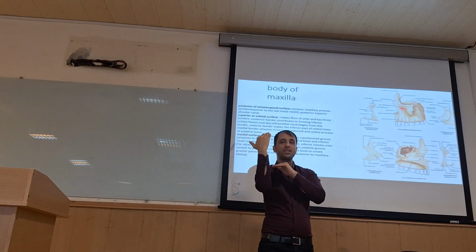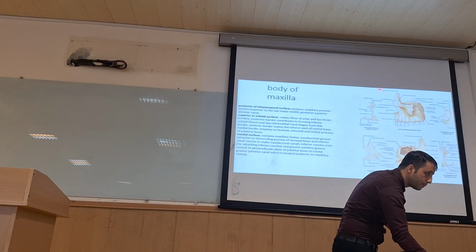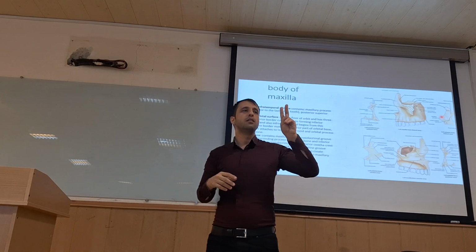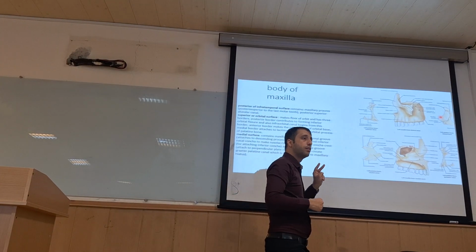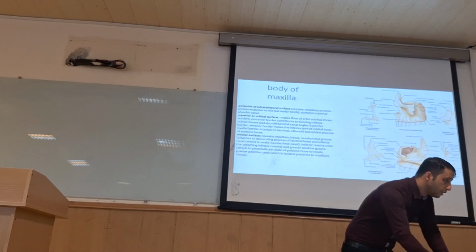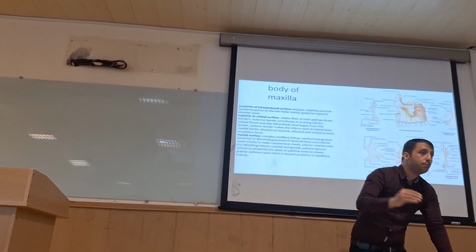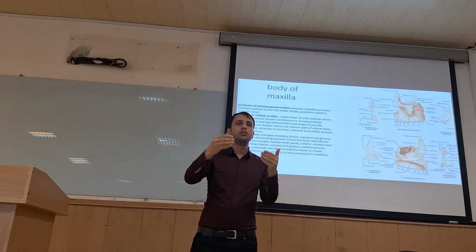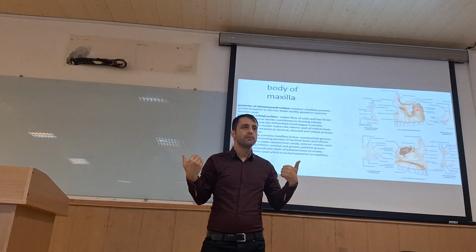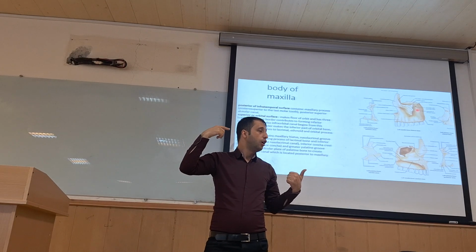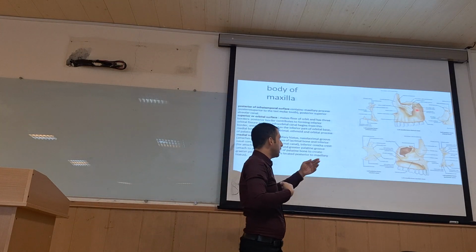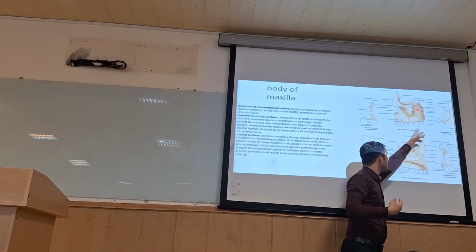Another surface is the posterior surface. Look at here. Here is the posterior surface of the body of maxilla. We have two features in the posterior surface. The first is this foramen: posterior superior alveolar canal or posterior superior alveolar foramen. The nerves and the artery which innervate the molar teeth insert into the posterior superior alveolar foramen and arrive at these teeth.